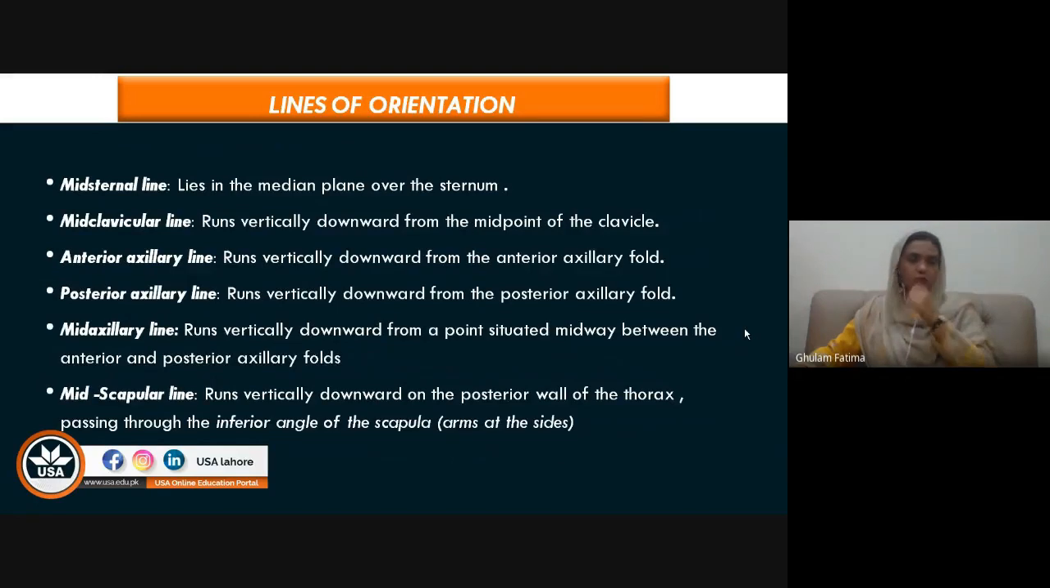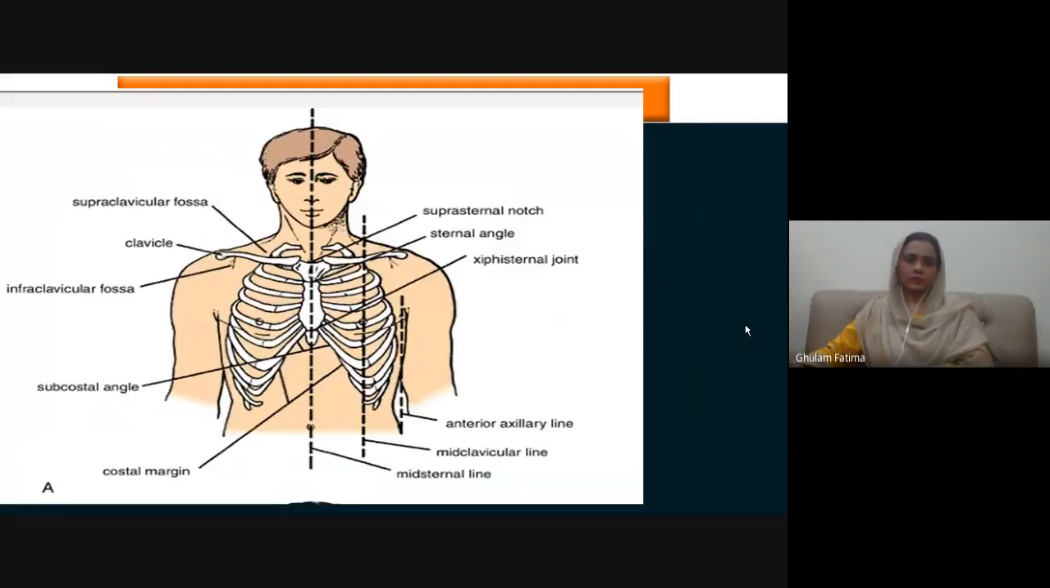So first of all, we are going to discuss the different orientation lines. Generally there are three in the front, three in the back, and three sideways. Starting from this one, the central median line, this is called the mid-sternal line. First of all, we are starting from the front view: if you are viewing a patient from the front, what are the orientation lines that will help to locate different anatomical landmarks.